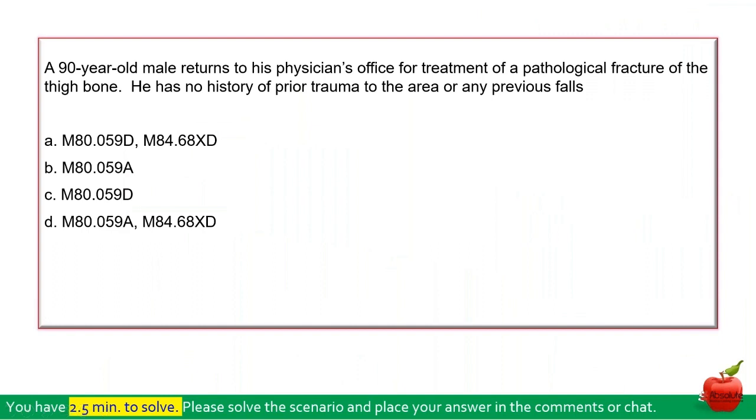I'll read out the answers first. Option A is M80.059D and M84.68XD, option B M80.059A, option C M80.059D, and option D M80.059A, M84.68XD. A 90-year-old male returns to the physician's office for the treatment of a pathological fracture of thigh bone. He has no history of prior trauma to the area or previous falls. So you have 2.5 minutes, coders, and your time begins now.